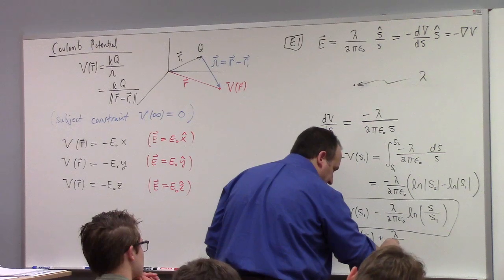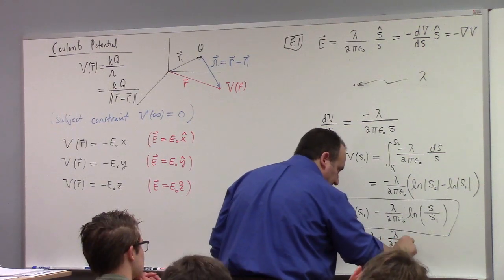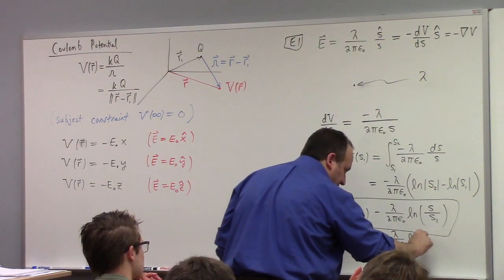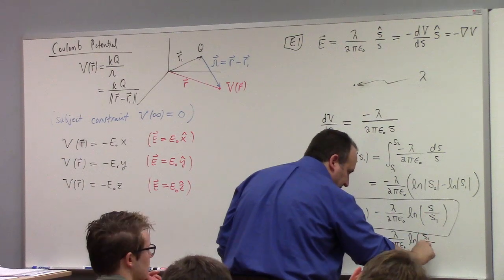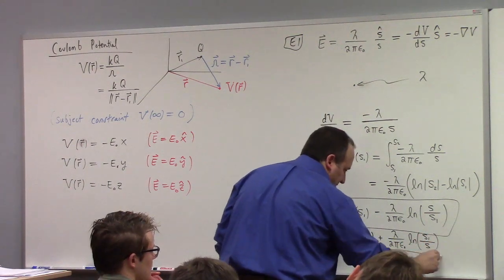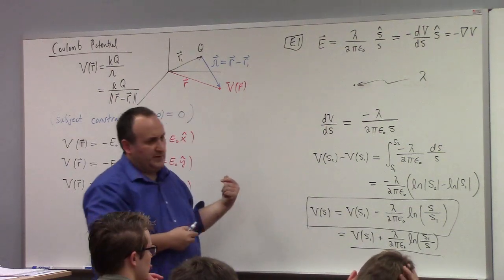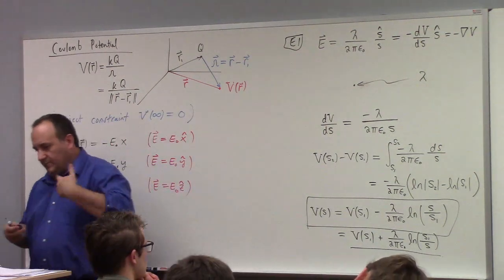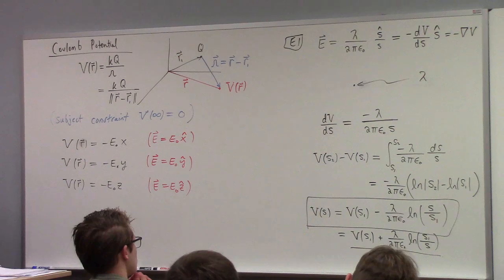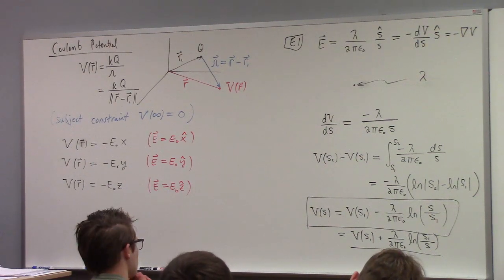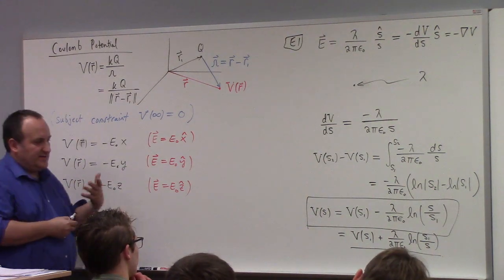Lambda over 2 pi epsilon naught. I'll leave that out there. And then we'd have natural log of S1 divided by S. So there's another way you could write it, because when we bring the minus into a log, it brings it to the minus 1 power, right? That flips it.